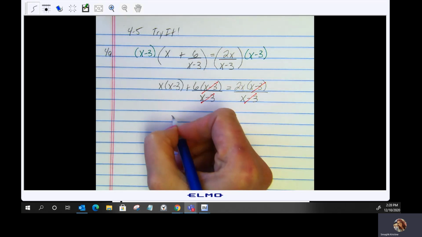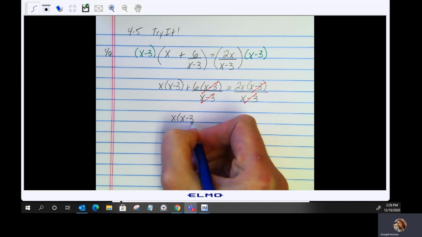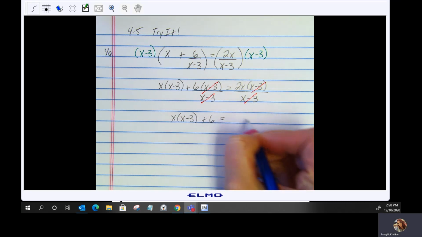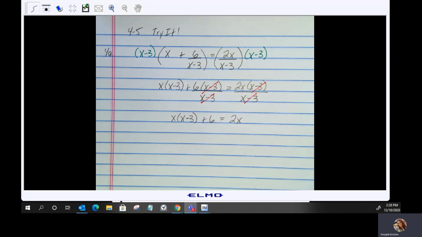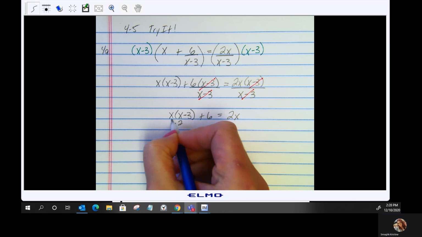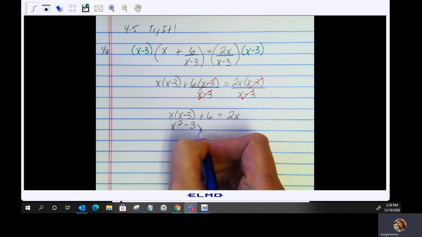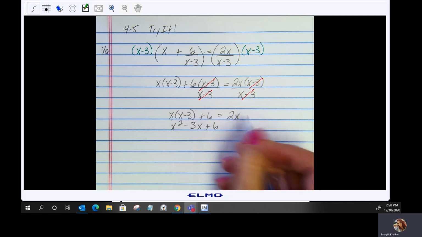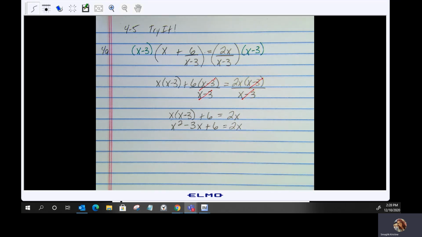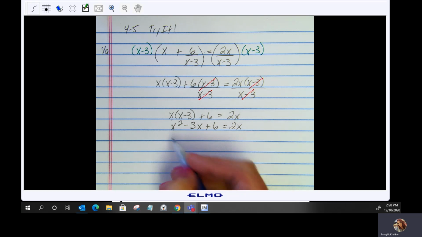And now let's clean it up and see what we have. We have x times x minus 3 plus 6 equals 2x. X times x is x squared. X times negative 3, negative 3x plus 6 equals 2x. I've got a quadratic. In order to solve this, I need to set it equal to 0. So what I'm going to do is subtract 2x from both sides.